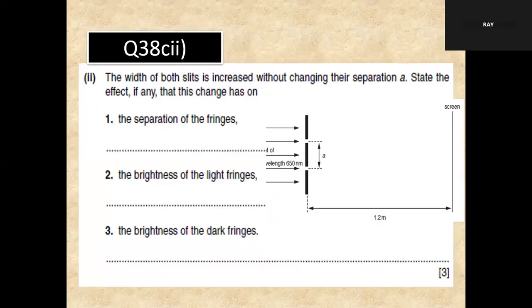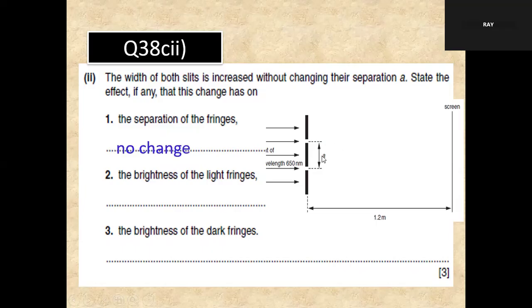The width of both slits is increased without changing the separation. State the effect, if any, that this change has on the separation of the fringes. Separation of fringes increases? As long as a is constant, no, it doesn't change. No change.